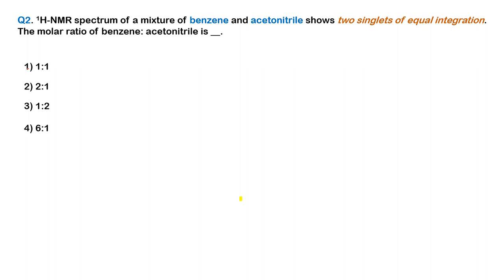In the second example, which is one of the important examples for understanding the integration term, we see that if we take a mixture of compounds, with the help of NMR, can we calculate the molar ratios of the two compounds? So we'll try to understand this.